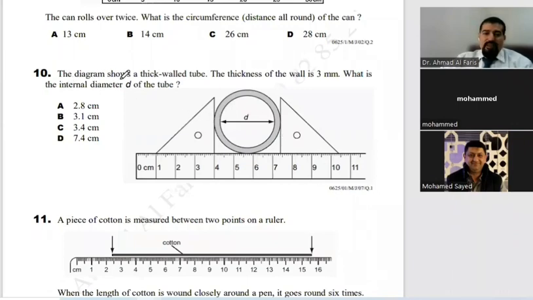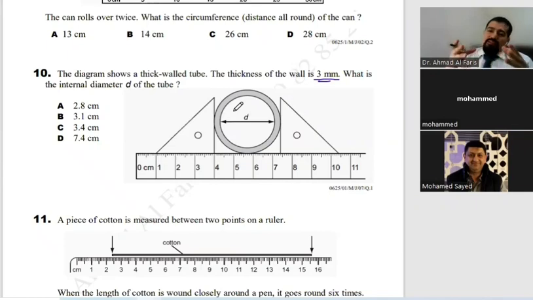What do they ask? The diagram shows a thick-walled tube, a tube which has a thick wall. This is the thickness of it. The thickness of the wall is 3 millimeter. What is the internal diameter? Not the external diameter, the internal diameter. That means the distance from inside, not from outside. What is the internal diameter of the tube? And they label it here with an arrow.